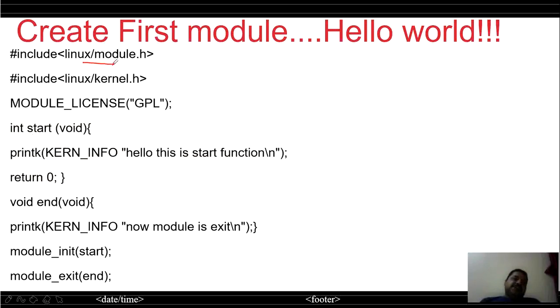So these two files we have included. This is MODULE_LICENSE. This is a macro, you see it is in caps. MODULE_LICENSE, and we have to give the GPL license. We will discuss licensing at a later stage in detail, and I will tell you at that time. Currently, for now, you just write this line as it is.